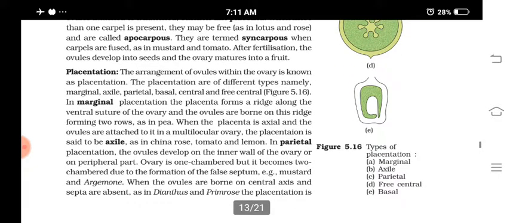Understood? Then basal means what? Only one ovule will be there in this kind, and the ovule is attached to the ovary from its base. From the base of the ovary it will be attached.